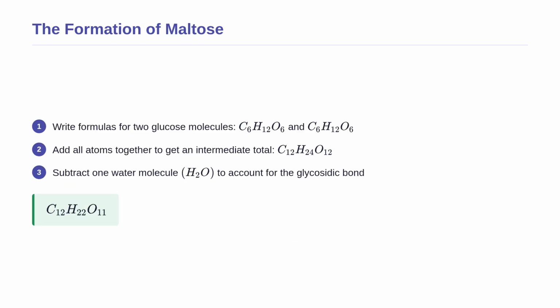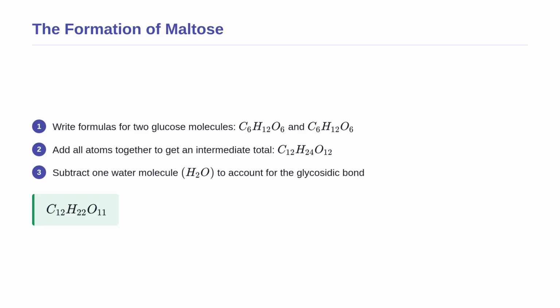Let us put this condensation formula to work with a real biological example. We will calculate the exact chemical formula for maltose, a disaccharide formed by joining 2 molecules of glucose together. We are given 2 glucose molecules, each with the formula C6H12O6. First, we mathematically add the atoms of both glucose molecules, giving us an intermediate count of 12 carbons, 24 hydrogens, and 12 oxygens. But we cannot stop there.